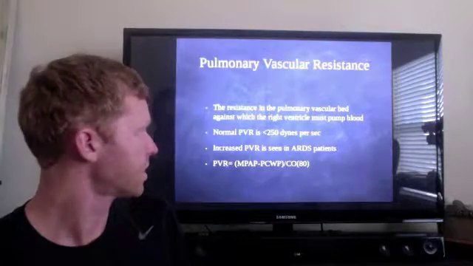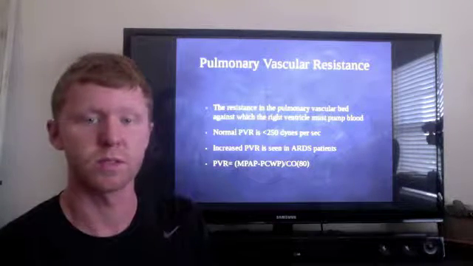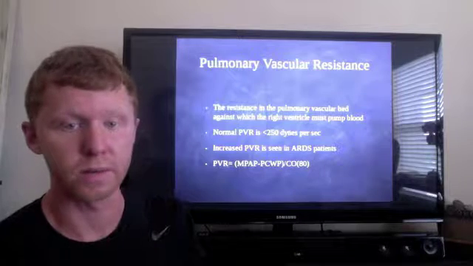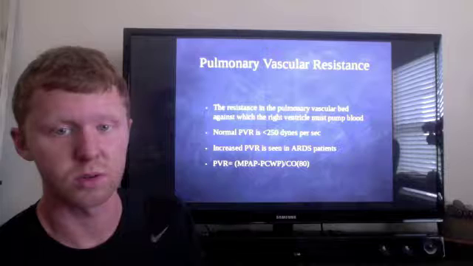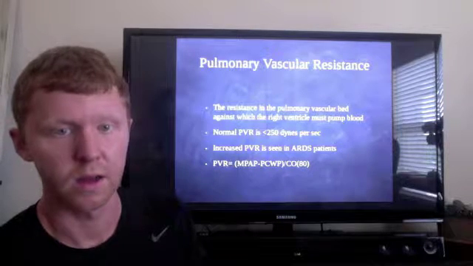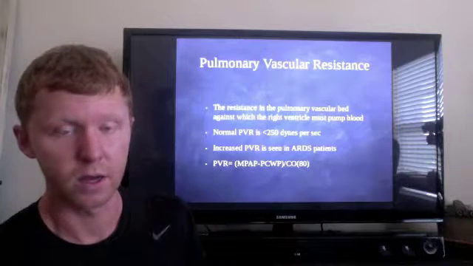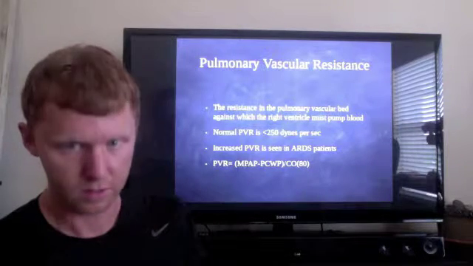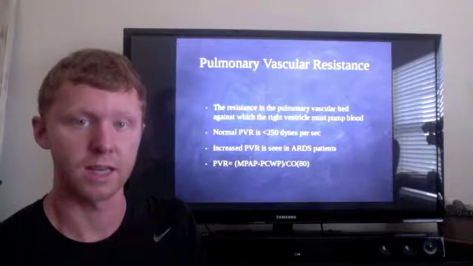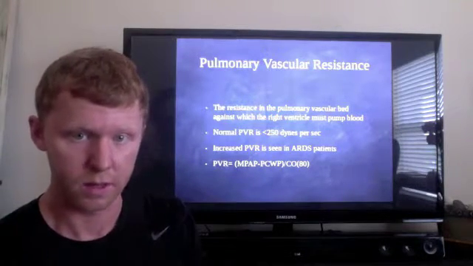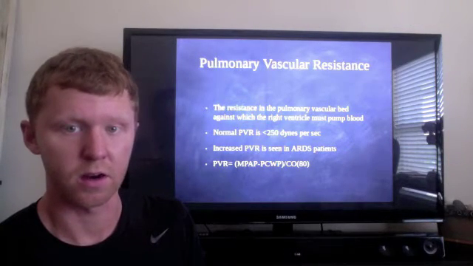So pulmonary vascular resistance is the resistance in the pulmonary vascular bed against which the right ventricle must pump blood. The normal pulmonary vascular resistance is less than 250 dynes per second. To obtain this, there's a calculation: it's the mean pulmonary artery pressure minus the pulmonary capillary wedge pressure, divided by the cardiac output, times 80 to get your measurement. And an increased pulmonary vascular resistance is seen in ARDS patients.